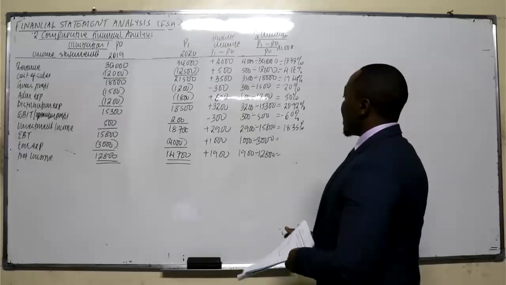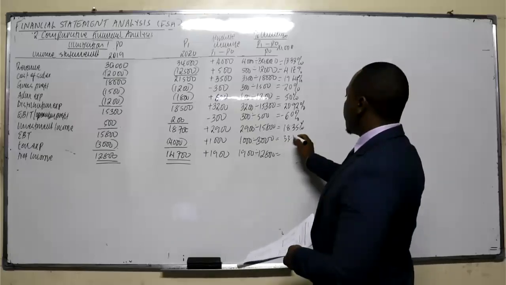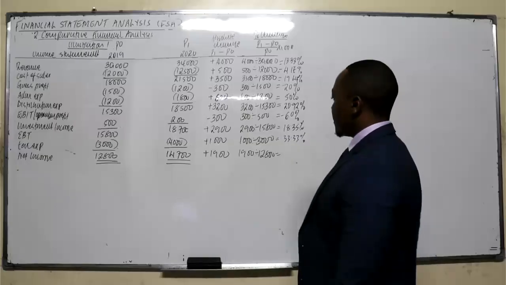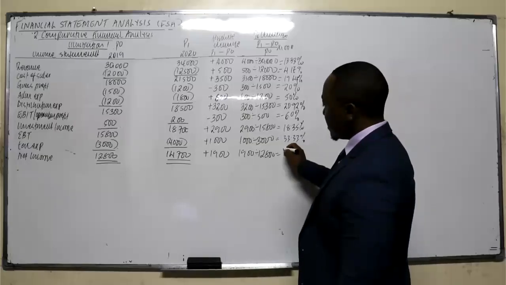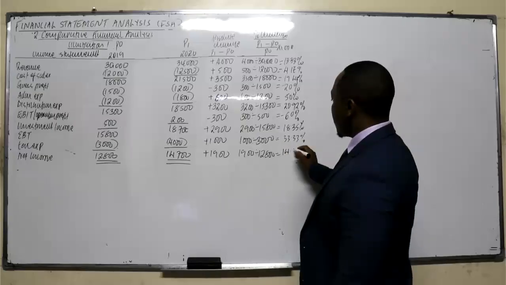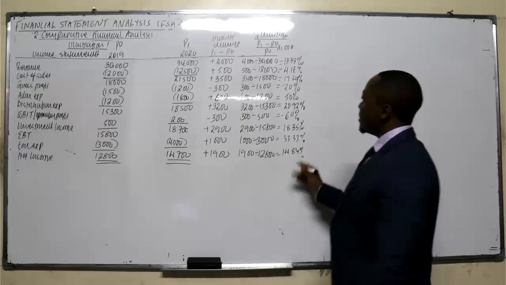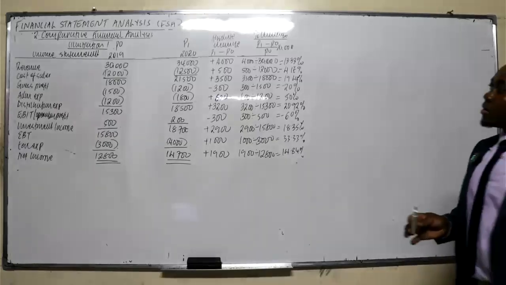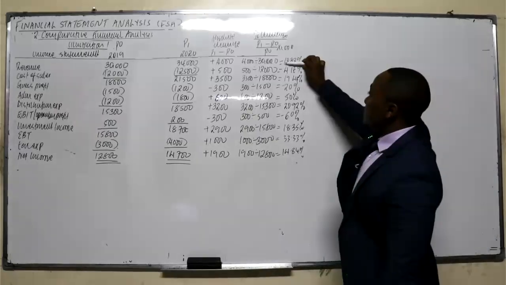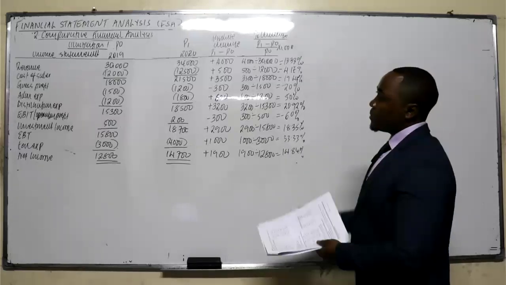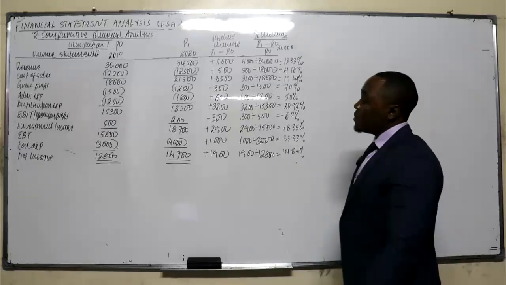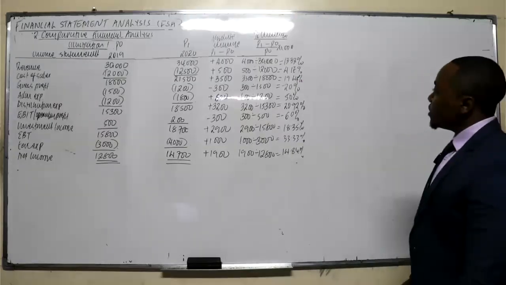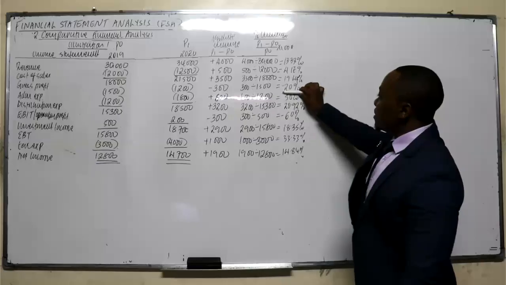18.35%. 3%. Sorry? 13.84%. Yeah, that one is indicating the absolute change. What does that mean? That means our revenue increased by 13.33%. Cost of sales increased by 4.17. Gross profit increased by 19.4. Admin expenses reduced by 20.